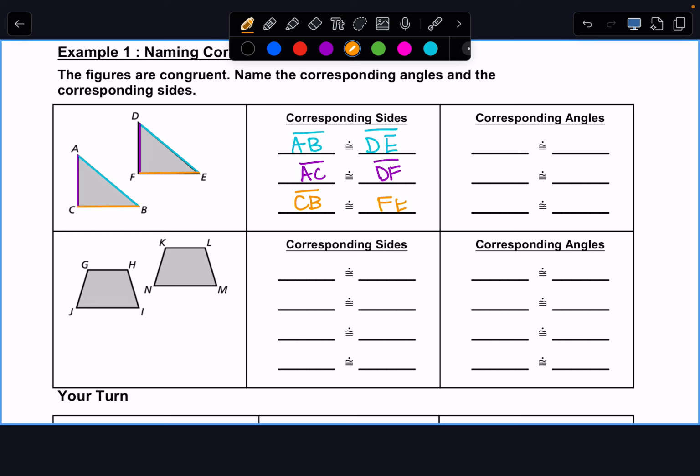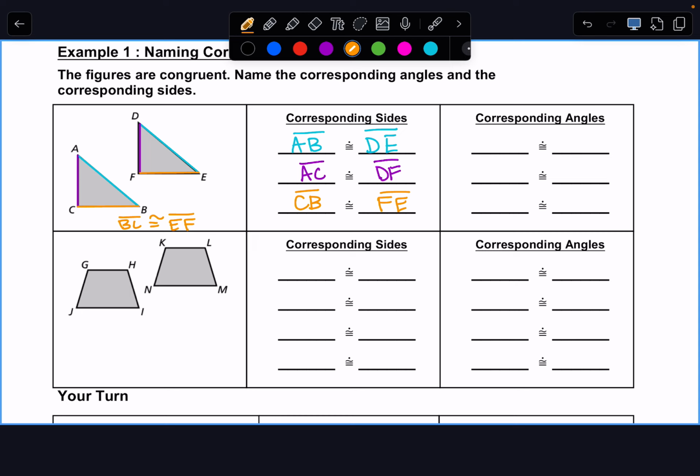FE. Now, it is not wrong if you want to call this BC, then you could say it's congruent to EF. Both of those mean the same thing, they're just in flipped order, but you can't interchange them. Okay, they have to be in the same order. Why? Was it hard? Yeah. It's a little tedious, and I get that.